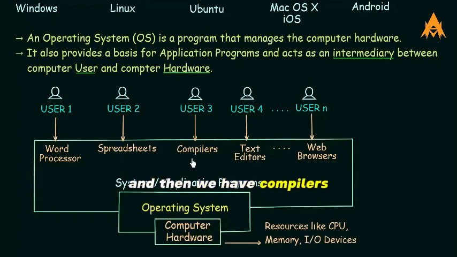And then we have compilers. So if you are a computer science student, you may know what compilers are. Compilers are the software that we use for writing our computer code, like C++, C, or Java. These are written in compilers. And then we have text editors. Text editors are editors used for modifying or writing text, like your Notepad, WordPad, etc.